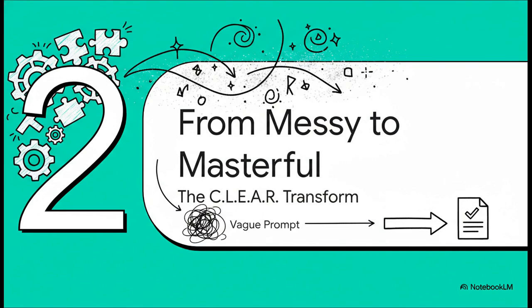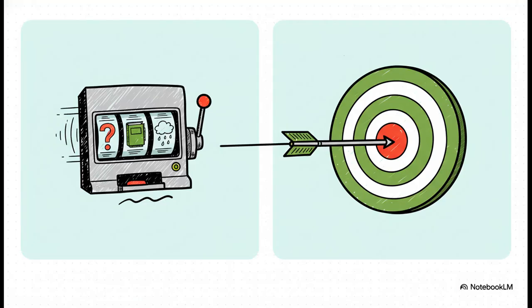Okay, so we've taken the framework apart. Now for the fun part. This is where the magic happens. Let's grab that vague, messy prompt from the very beginning and see what happens when we run it through the CLEAR framework. I mean, just look at this. The difference is night and day, right?